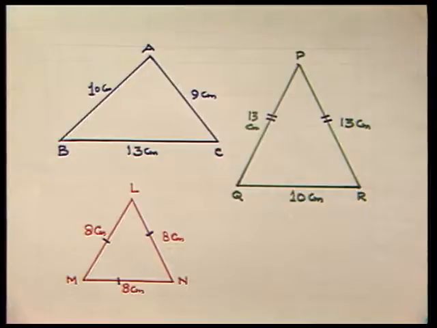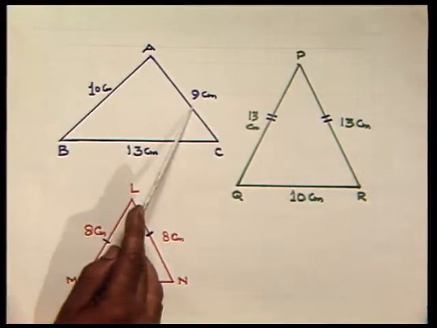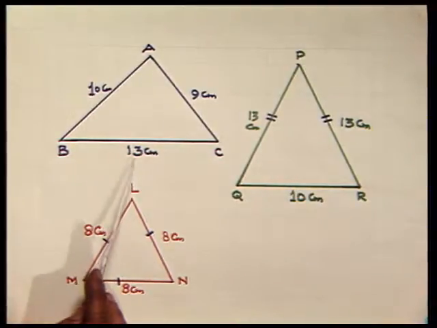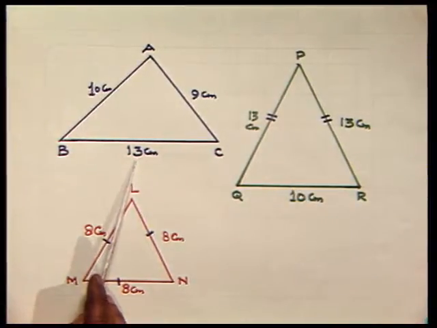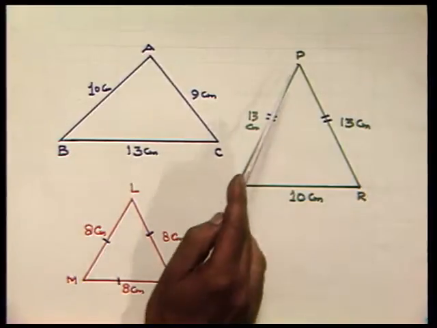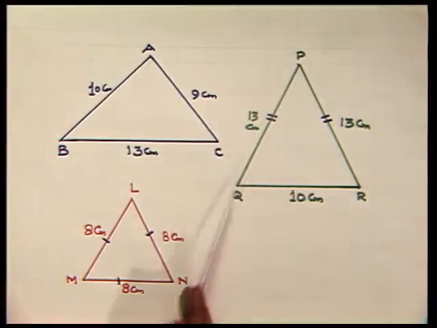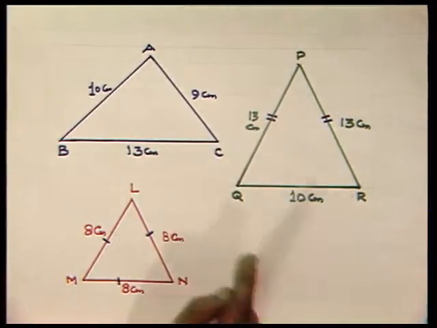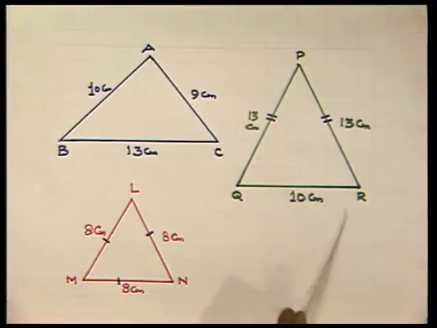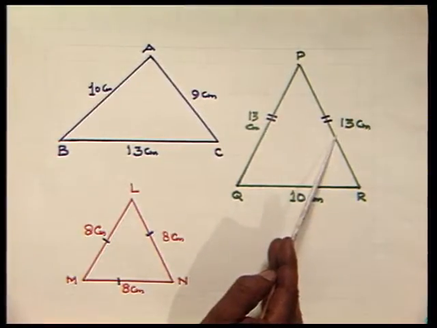Here this triangle ABC has sides 9 centimeters, 10 centimeters and 13 centimeters. That is, the length of all the sides is different. So, such a triangle is called a scalene triangle. In the triangle PQR, we have side PQ equal to side PR, each is 13 centimeters and QR is 10 centimeters. That is, these two sides are equal in length. Such a triangle we call as isosceles triangle.